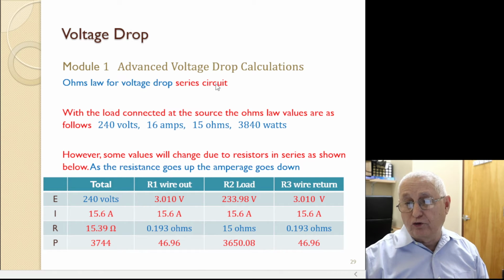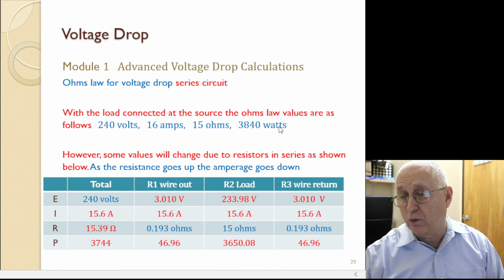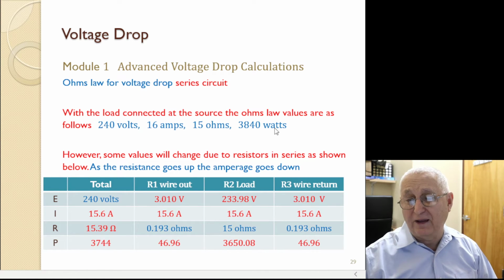Ohm's law for voltage drop in a series circuit. With the load connected at the source, the Ohm's law values are as follows: 240 volts, 16 amps, 15 ohms, and 3,840 watts. This is if we actually connected this load very close to the source. But we're connecting it 100 feet away, going through a wire that's dropping voltage.